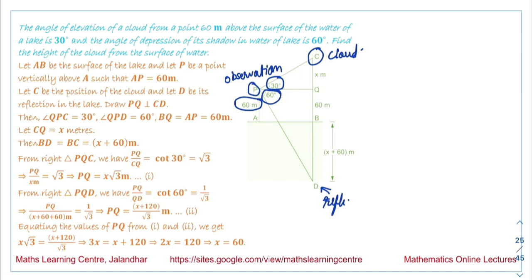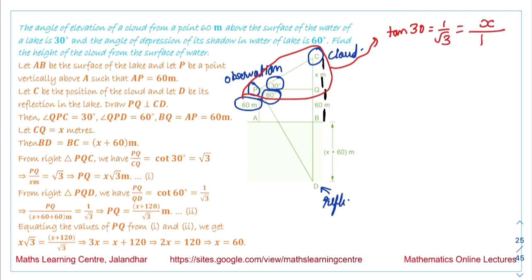We have to find the height of the cloud from the surface of water. So again we are talking about this height QC, we are saying it is x meter. This QB we are saying it is 60 meter. Now if we consider this triangle PQC, we have tan 30, that is equal to 1 by root 3, that is equal to x over PQ.